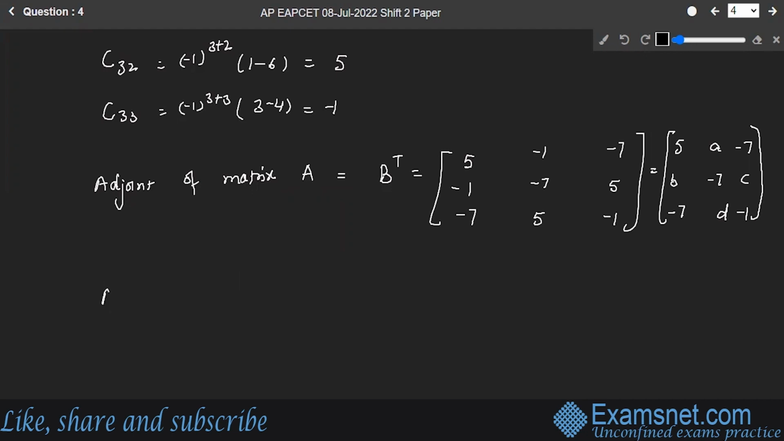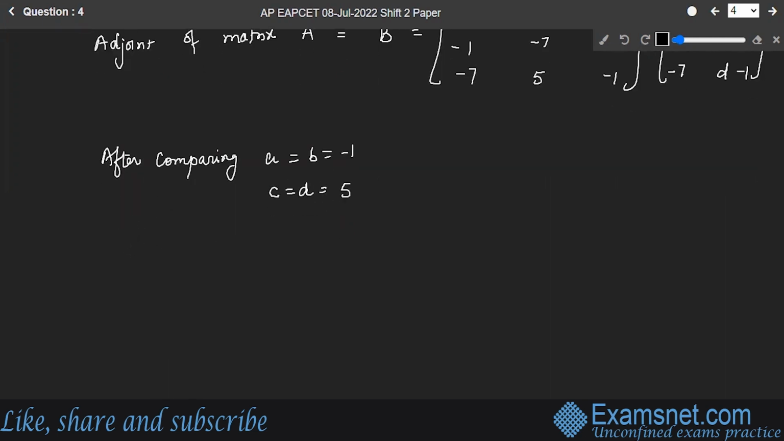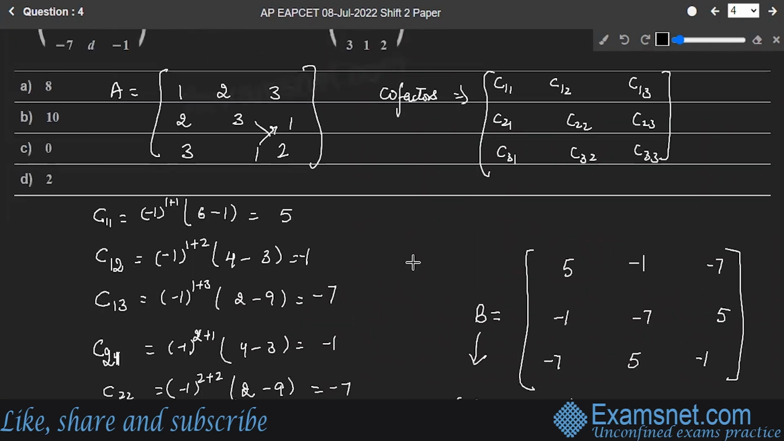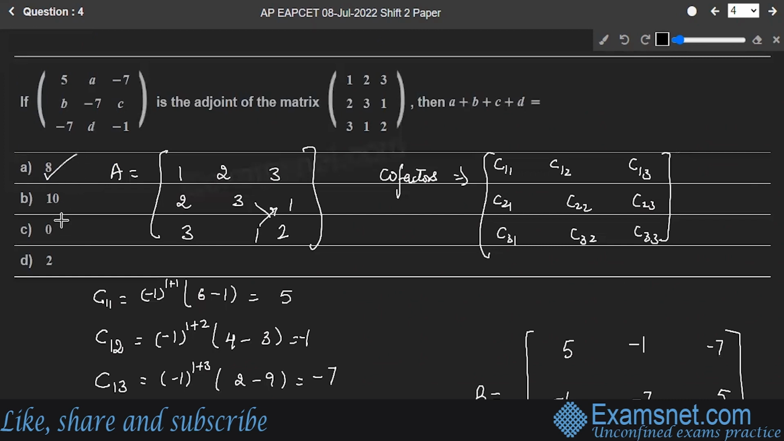So after comparing, you will get A is equal to B is equal to minus 1. Also C is equal to D is equal to 5. So what do you have to find out? You have to find out A plus B plus C plus D, which is equal to minus 1, plus 5, which is equal to 8. So we got our answer as 8, and this is the correct answer, option A. Hope you're clear with this.